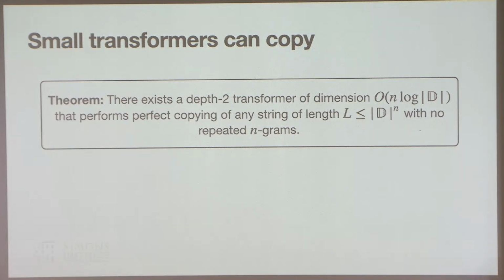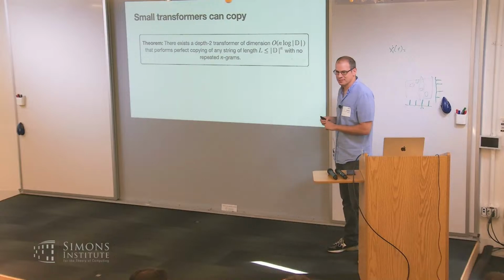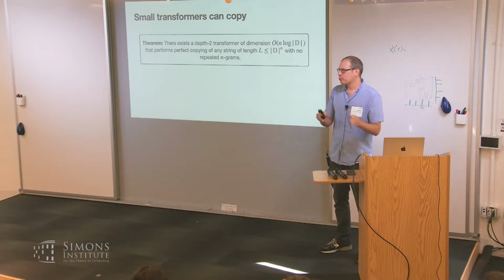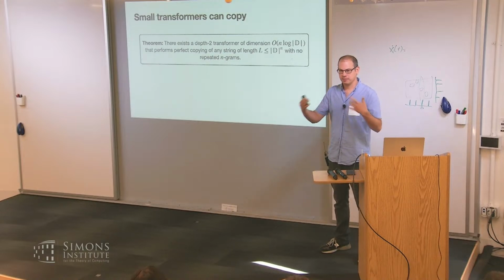And what this result states is that the transformer that we construct can perfectly copy strings of exponential length as long as there are no repeated n-grams, so no repeated sequence of n tokens. I'll show the construction, and it'll be clear why this is a requirement. Here n is any number, for all n. And the bigger the transformer is, the larger the n that we can have.